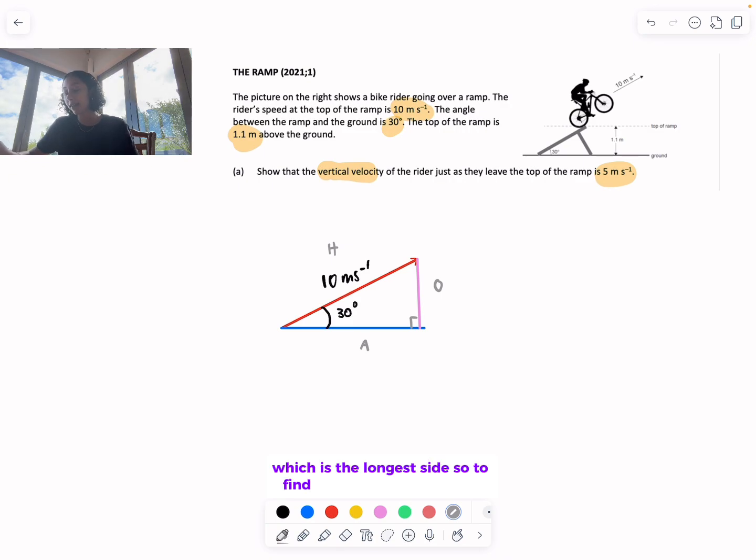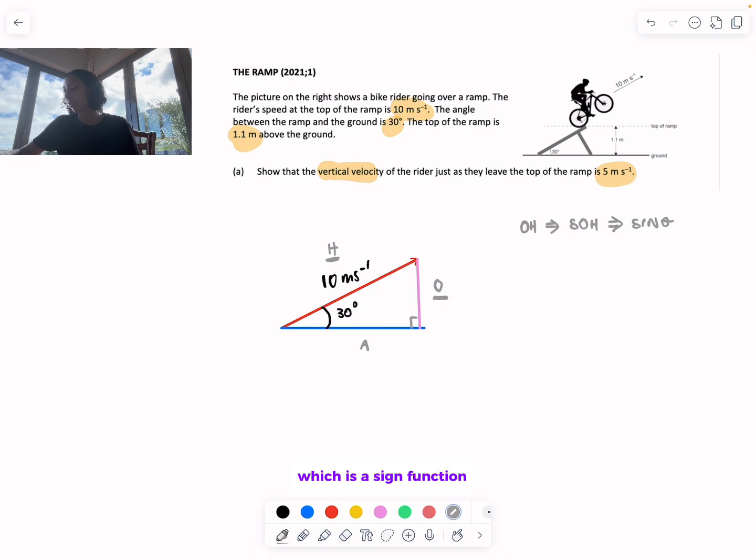So to find the vertical component, which is our opposite, we can use O, and then we can use H, which is a given value of 10 meters per second. So if we're dealing with O and H, the trig function that we would have to use is SO, which is our sine function. So let's go ahead and plug everything in. Sine theta equals O over H. Okay, O over H. Substitute everything in.